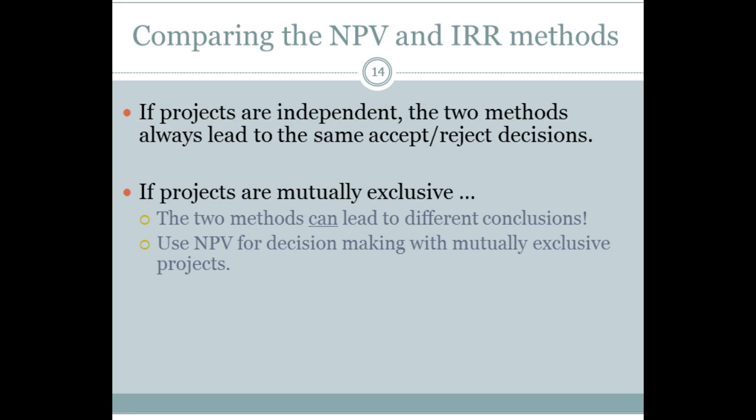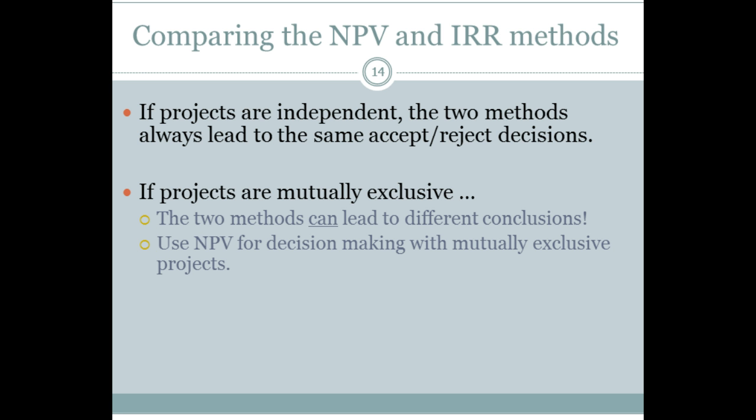So comparing these two methods, if projects are independent, meaning you can accept more than one, then these two methods, net present value and IRR, which by the way are the most common methods, will lead to the same decision. They'll lead to the same accept or reject decisions. If they're mutually exclusive, meaning only one of the projects can be pursued, then they will lead sometimes, not always, to different conclusions. So what do you do then?